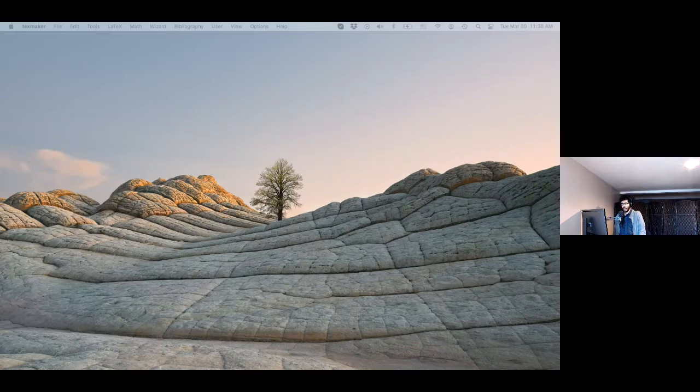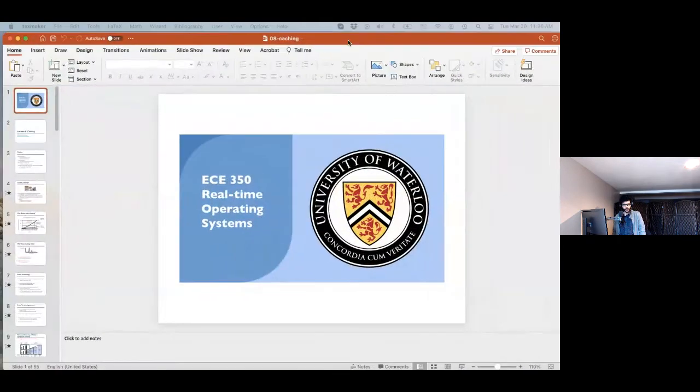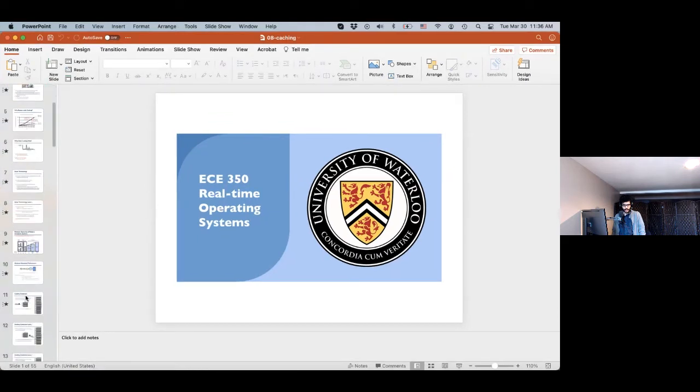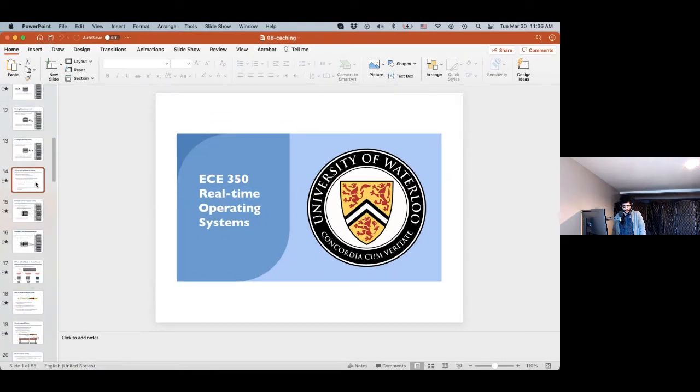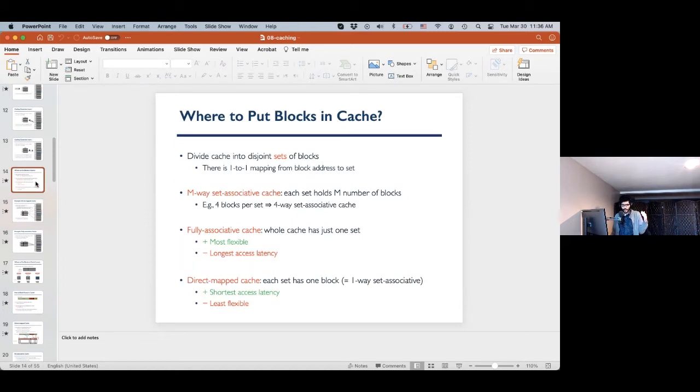Okay. So we were talking about caches. We did some definitions with the terminology of caches. Just to recap, we said that we divide the cache into sets, and then each set has one or more blocks, and depending on how we do this mapping, we give it different names.